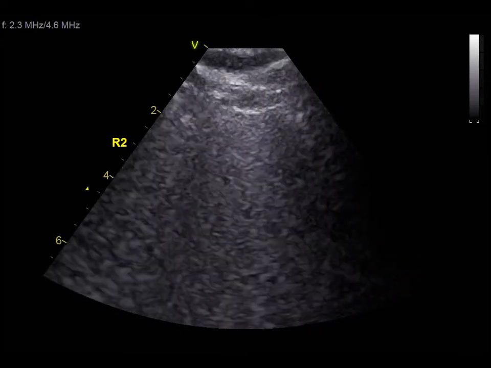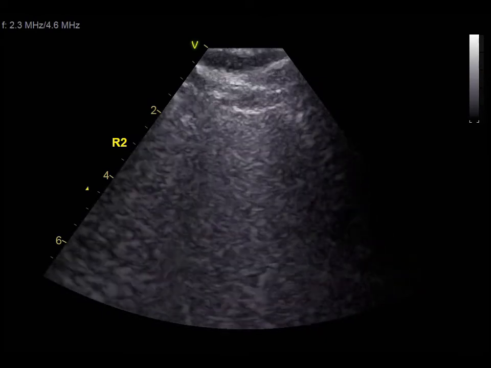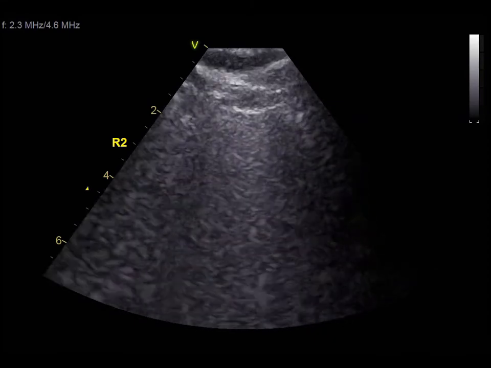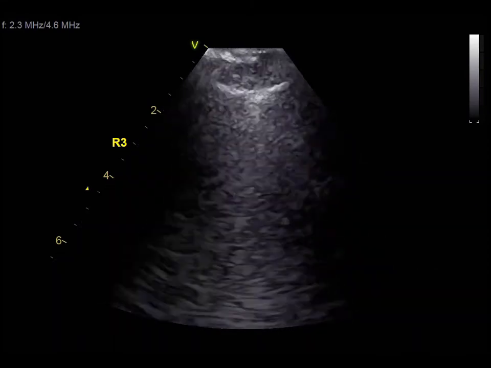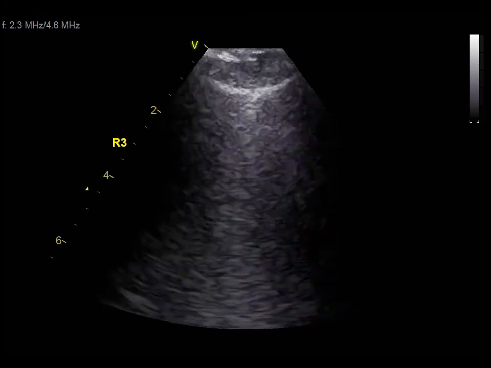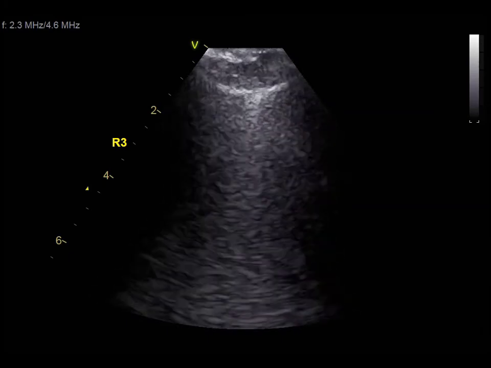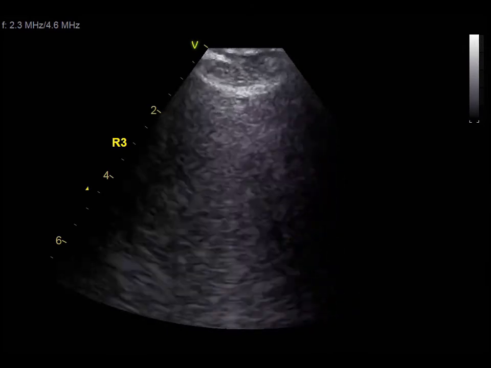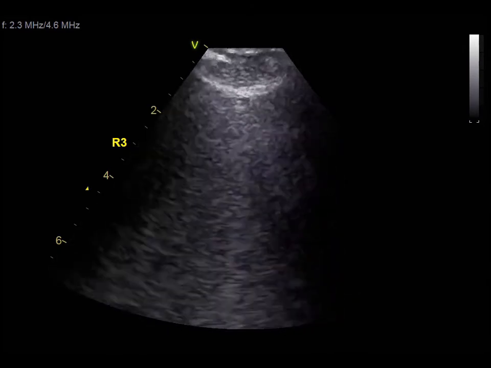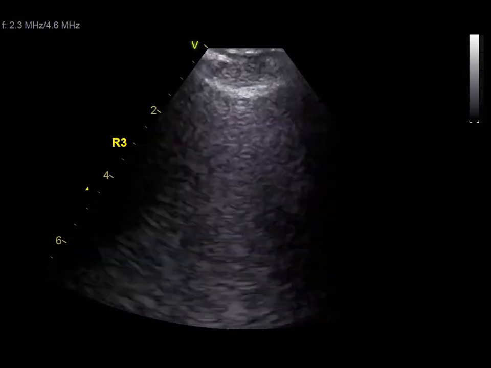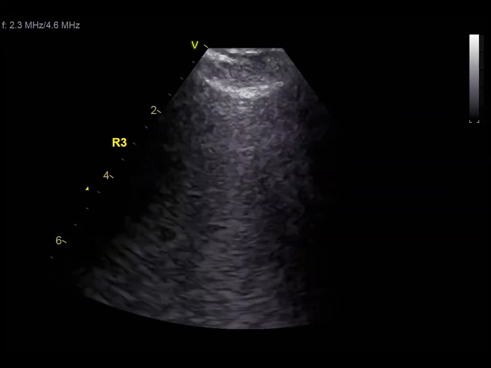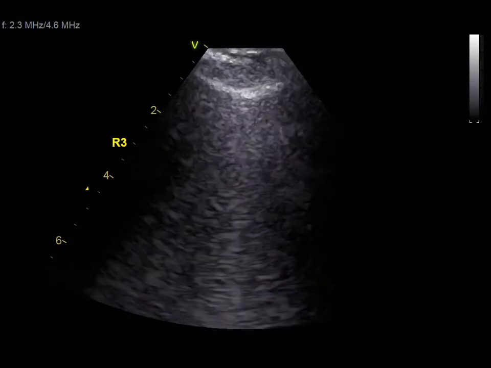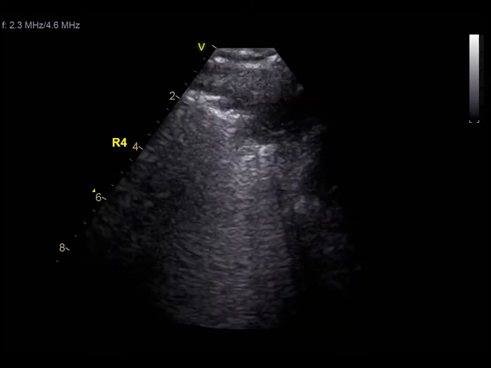R2 again. So this is not the best image. Not a great deal of pleural sliding. Hopefully there's a bit more there. Subpleural little consolidation with one B line coming off it. This is when I asked him to take a deeper breath. So B lines, maybe a couple of B lines, 1 and 2. They come in and out of view.